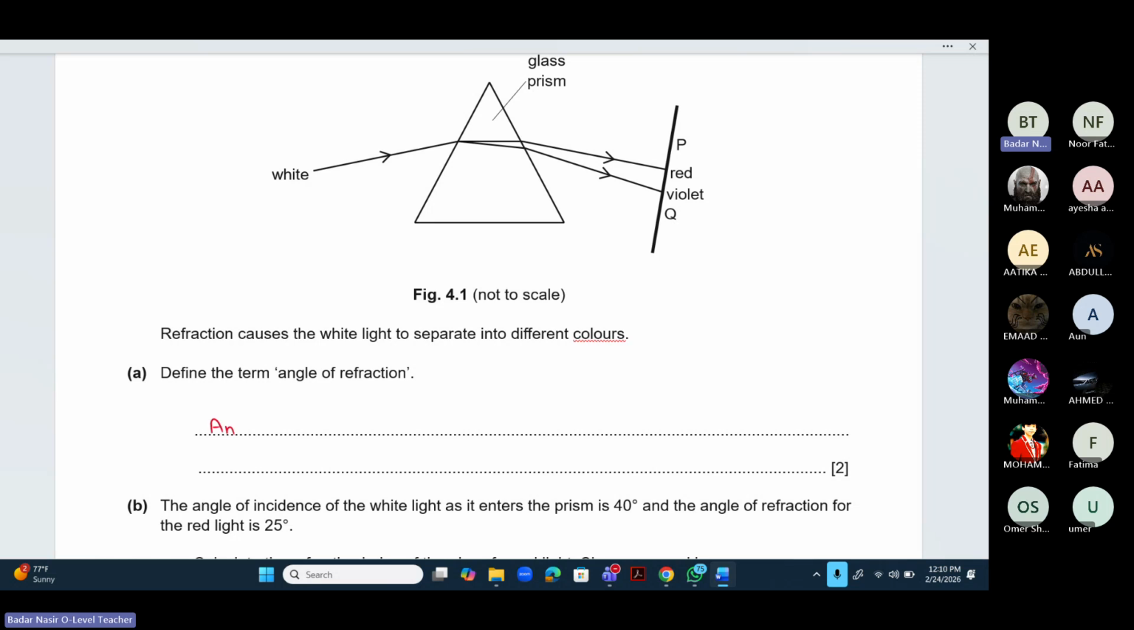So angle between refracted ray and normal. Yes. So what is the other mark for? ठीक है.